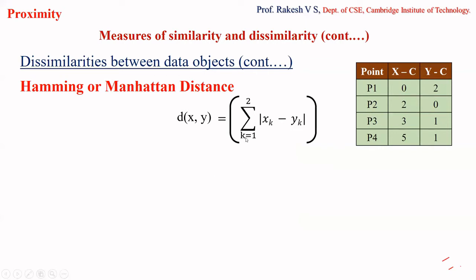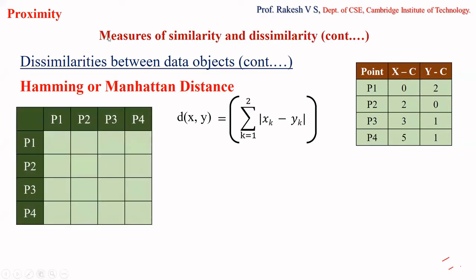If you can see here, k equals 1 to n. I have taken n as 2. Why have I taken it as 2? Because at a time we are going to consider 2 points, or you can consider there are 2 attributes present. Therefore, I'm going to consider the n value as 2. In this table we will compute the distances and put them. Now, let us first consider the distance between point P1 and P1.